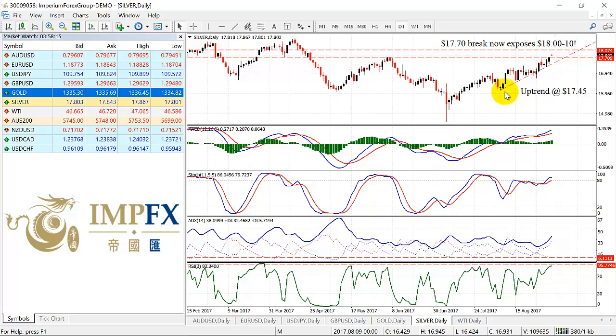The break above $17.70 gives a touchdown for silver, and now exposes the next target of $18.10. That being said, we are overbought, and I am a little bit cautious on the bull side, purely for the fact that the technicals are overbought, although the ADX is trending. So this could actually see further bullish moves. And with the uptrend now seen at $17.45, if challenged, it would need to break beneath there to get an exposure down towards $16.80. But with the geopolitical tension overseas, we could actually see a drive to the upside for silver as well as gold.